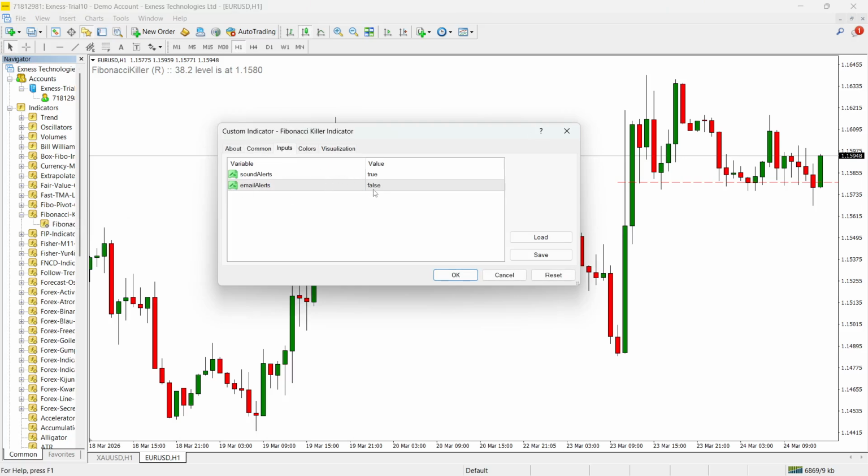So like I said, we can basically set our alerts for when these conditions are met. And we can also set email alerts as well. All right.